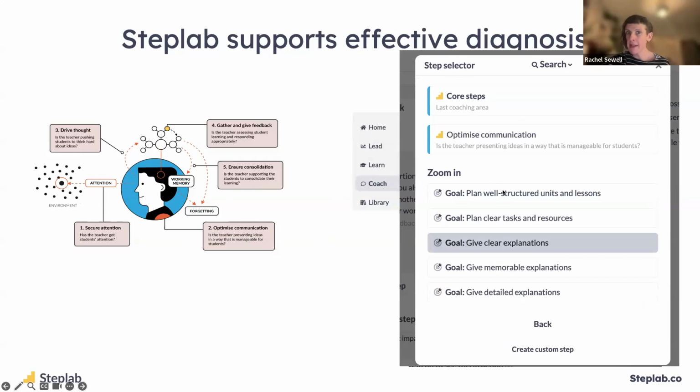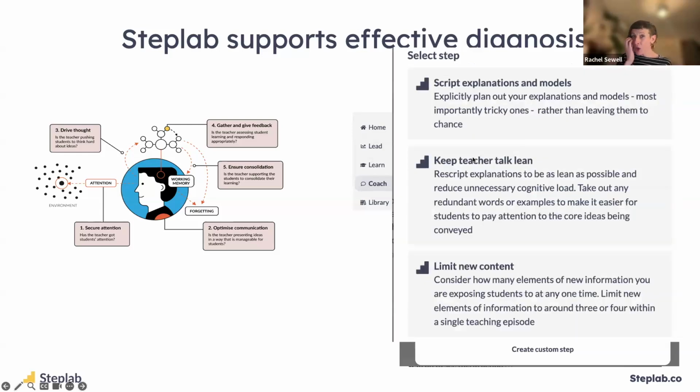So I don't think it's necessarily an issue with her planning. I think it's actually about the clarity of explanations. She needs to give a clear explanation first before we hear from students. So I'm going to decide that that's the goal that we're going to work on together. And then from there, within each goal, I'll normally have about 12 steps I can choose from. I might start off with her on scripting explanations and making sure that they're really clear.